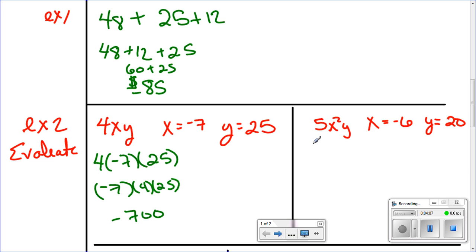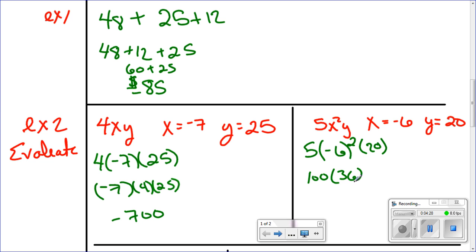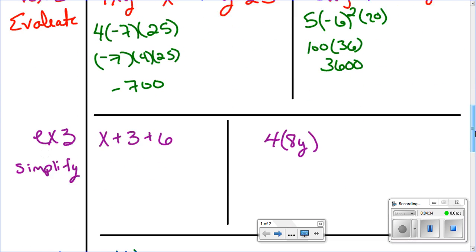Let's try another one. Again, we substitute first. I'm going to put my x in. This is -6, quantity squared, times 20. So I'm going to first look at this and say, well, the things that are easy to multiply, I have 5 times 20. That's 100. And -6 squared is 36. Negative times negative is a positive. And then we're just adding 2 zeros on here and we get 3,600. So these are pretty easy to do.